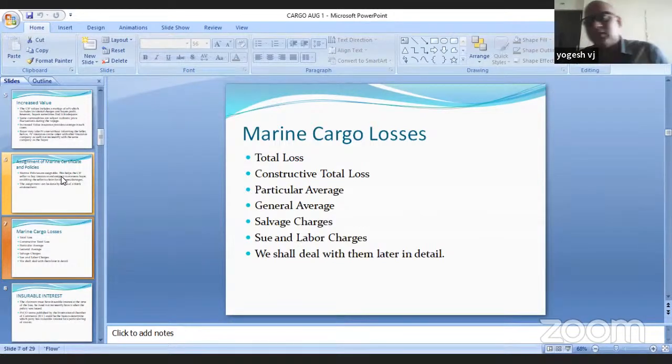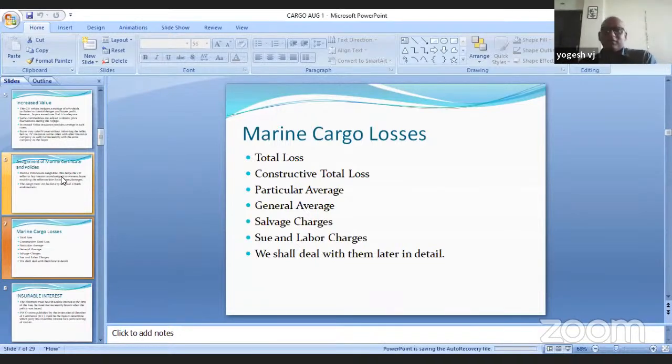Now, what is a constructive total loss? Everyone might be knowing this. It is when the property is damaged to such an extent that to revive that property, to bring it to its natural form as it was prior to the loss, it will cost so much that it is going to exceed the actual sum insured of that particular commodity. So that is constructive total loss. Particular losses, particular average, are the losses which are partial losses.